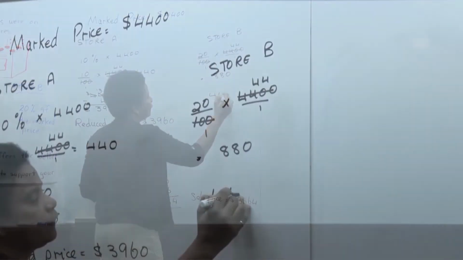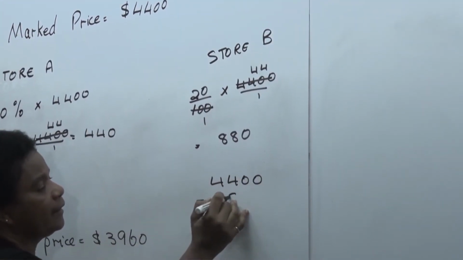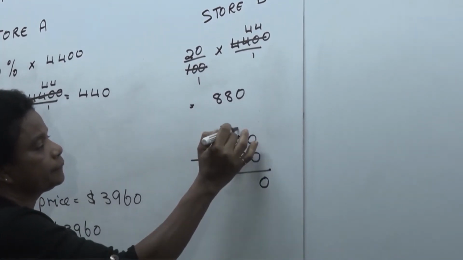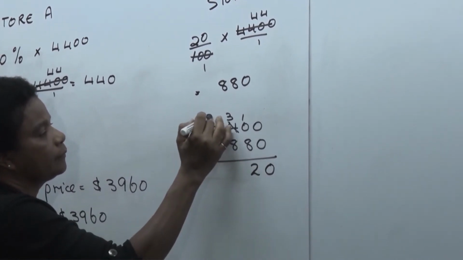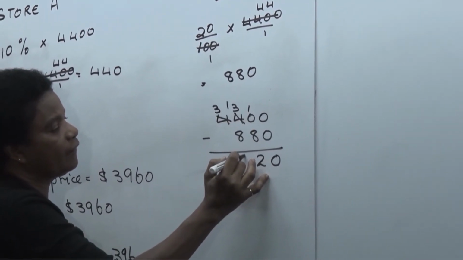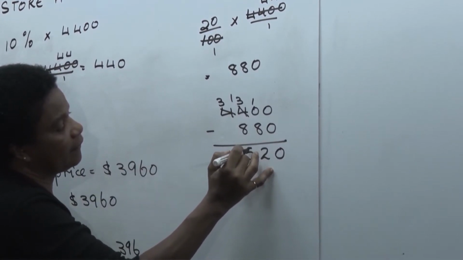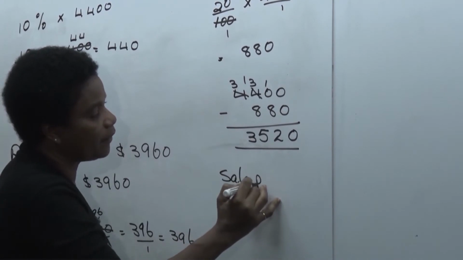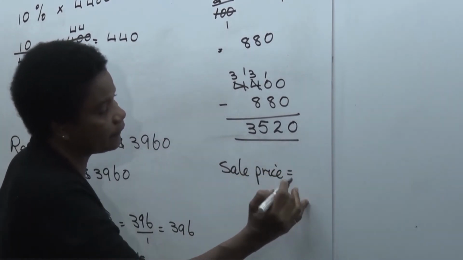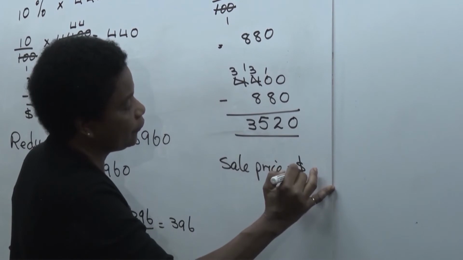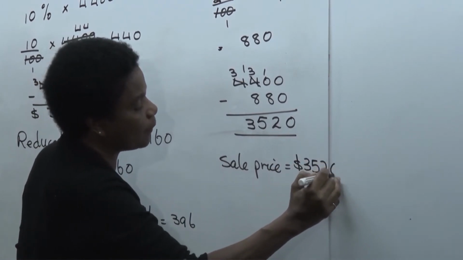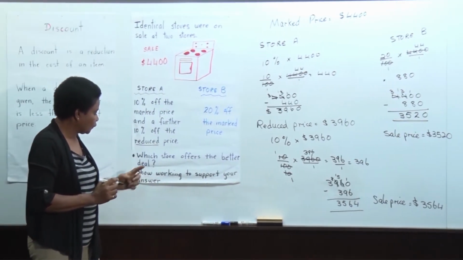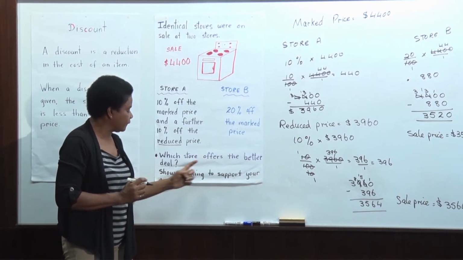So 4,400 subtract $880. That will give us a naught. That's a 2. 13 take 8 would give us 5 and 3. So at store B, our sale price is $3,520.